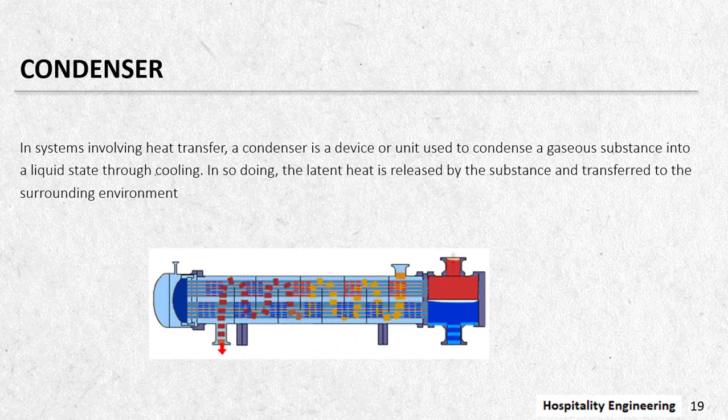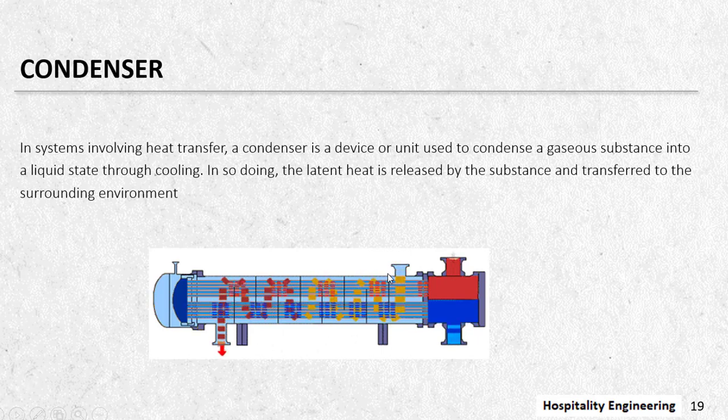Condenser. This is an equally important component in the chiller, in systems involving heat transfer. A condenser is a device or unit used to condense a gaseous substance into the liquid state through cooling. In so doing, the latent heat is released by the substance and transferred to the surrounding environment.